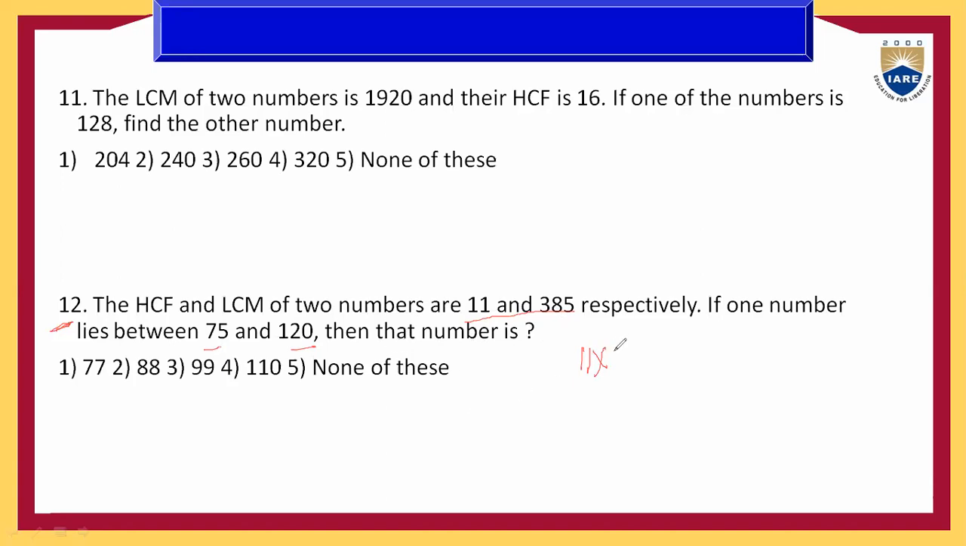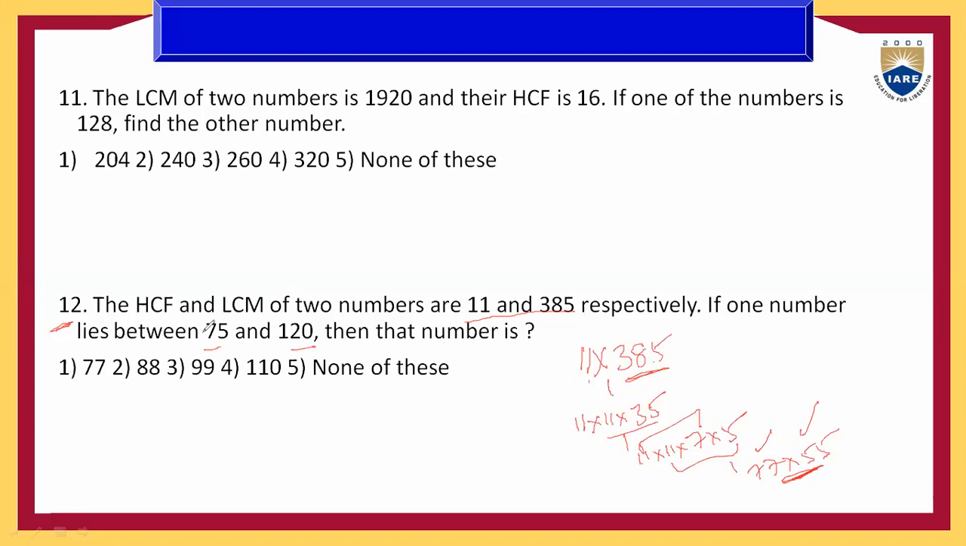We see that 11 into 385, HCF into LCM, equals the product of numbers. We write 11 one more time and divide 385 by 11: 11 threes are 33, carry 5, 55, 11 fives. So 385 is 11 into 35. We write 11 one more time, and 35 can be written as 7 into 5. So 11 into 7, and another 11 into 5. 11 sevens are 77, 11 fives are 55. So 77 and 55 are the two numbers. One number is 77, another number is 55.